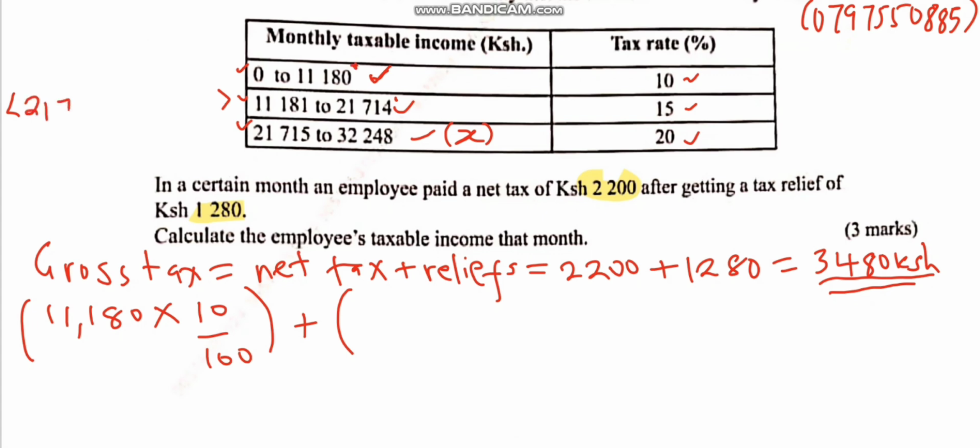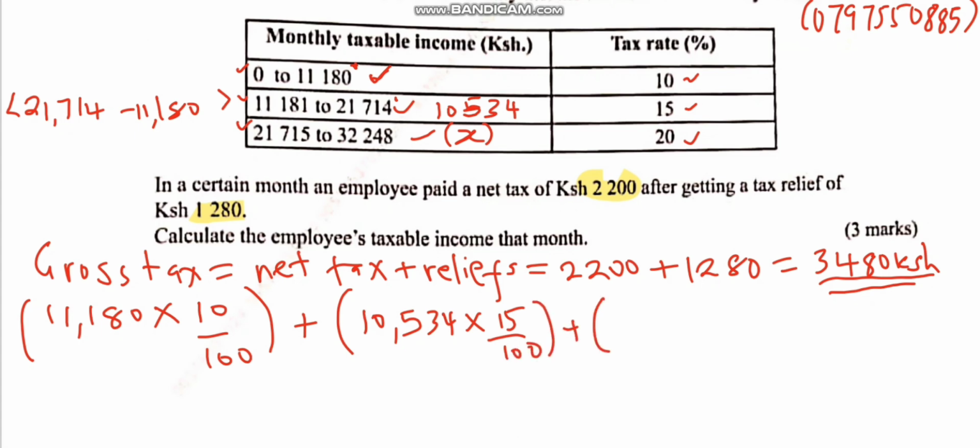So 21,714 minus 11,180. Khalas, na hapa itakupa 10,534 ukisubtract hizo mbili. So utachukua 10,534 taxable income ya second slab multiply to 15%. And then add it to the other tax ya third slab, lakini hujui taxable income, therefore utaweka X multiply to 20%. So uta times na hiyo 20% na itakupa total of gross tax ya 3,480 shillings.